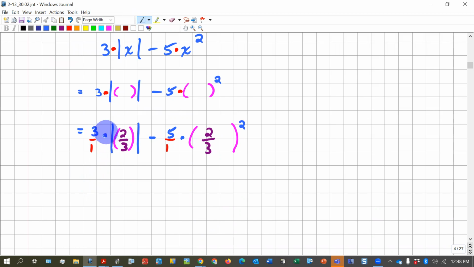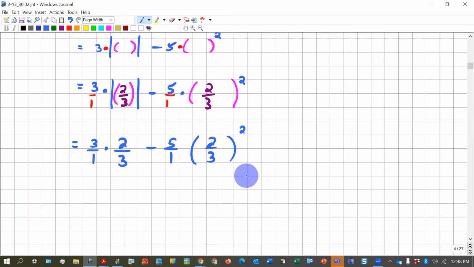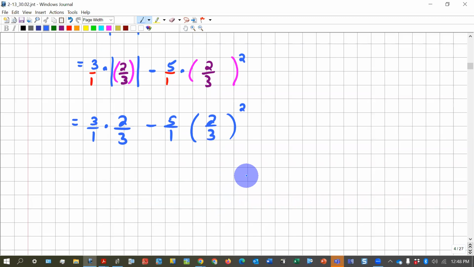Before I can do either this multiplication or that subtraction, I have to do the absolute value. The absolute value of 2/3 is 2/3. Then exponents before multiplication. 2/3 in parentheses followed by an exponent of 2 means 2/3 times 2/3. So that's 4/9.